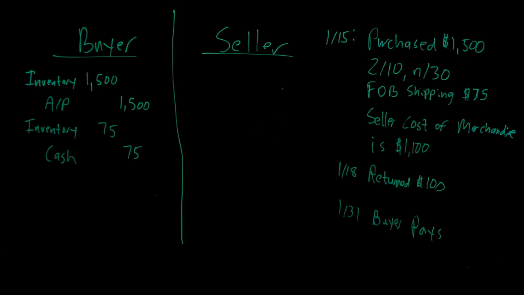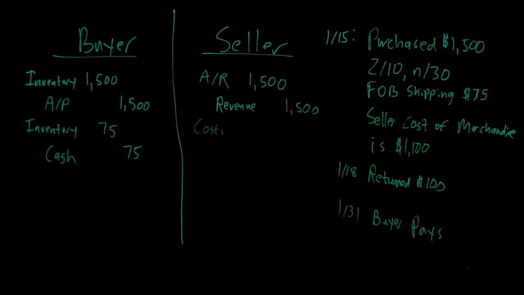Now let's look at the 15th from the seller's standpoint. From a seller's standpoint, our buyer promises to pay us in the future. So that tells me that we have accounts receivable of $1,500. And then we actually earned revenue because we performed services or delivered goods. Now the seller always records two transactions. Our first transaction is to record revenue. Our second transaction is to record the cost of merchandise sold.